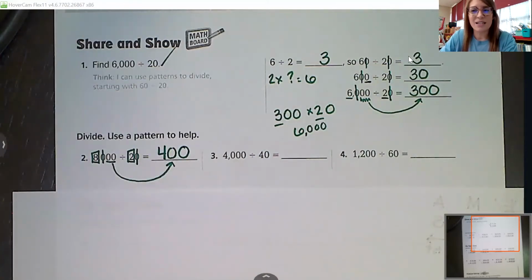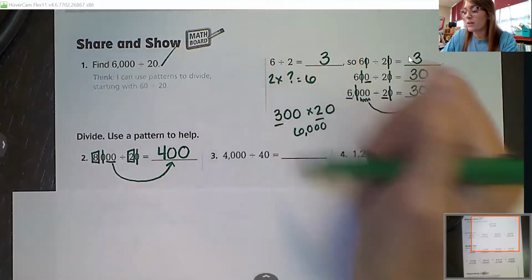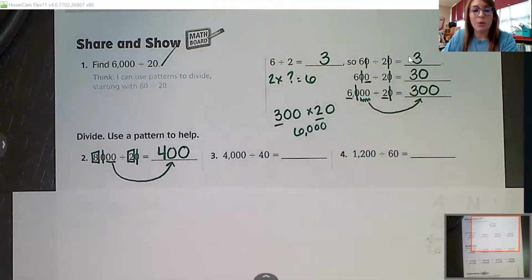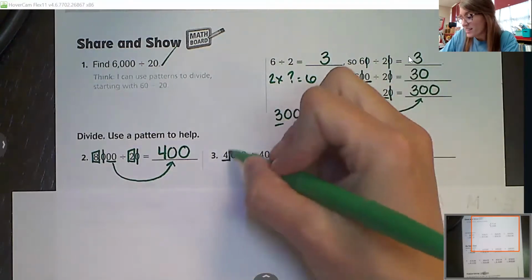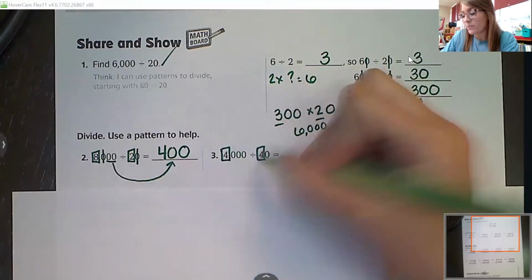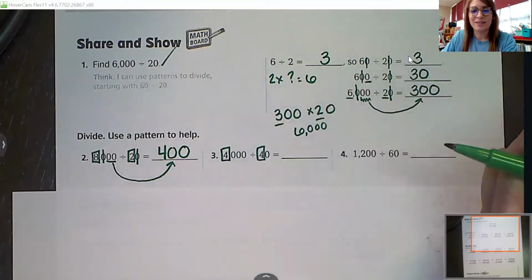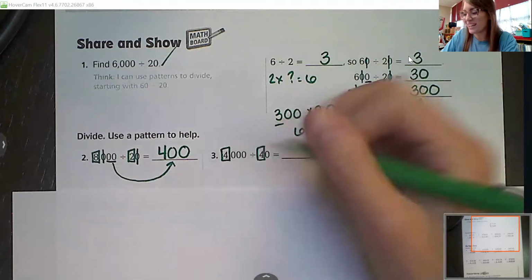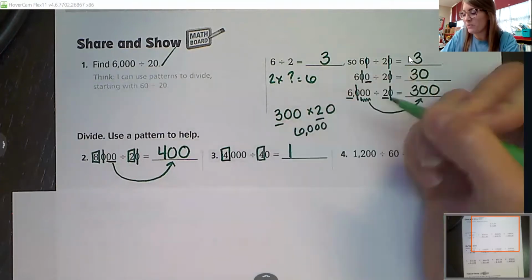All righty, I can still see some of you are kind of like, huh? What? We're going to keep going, okay? Number 3, 4,000 divided by 40. First thing we're going to do is pull out that basic fact. What basic fact do you see, fourth grade, that we can use here? Good. 4 divided by 4. What is 4 divided by 4? Awesome. Y'all are so smart. It is 1. Very good.